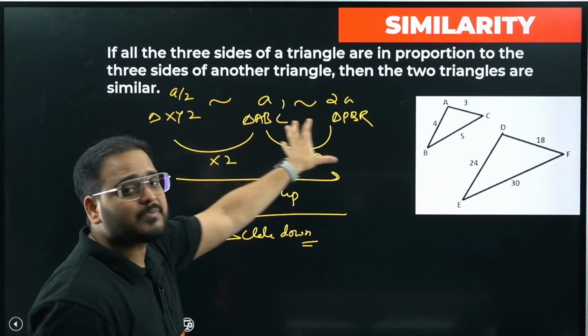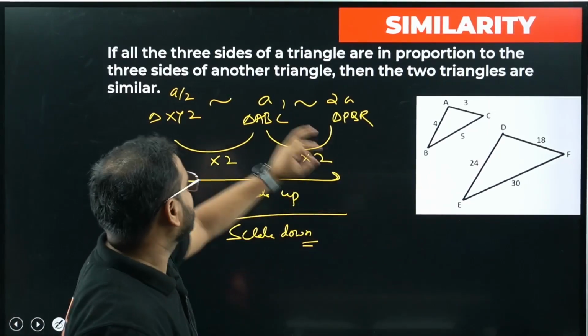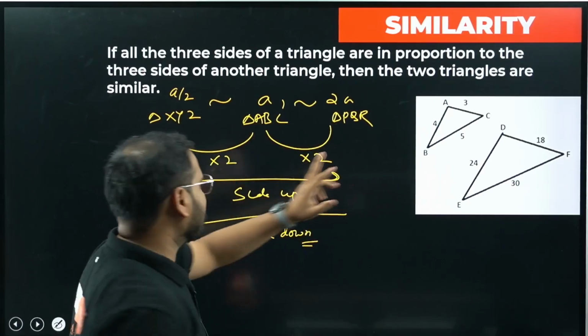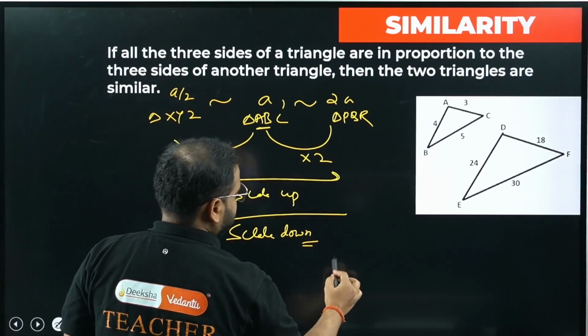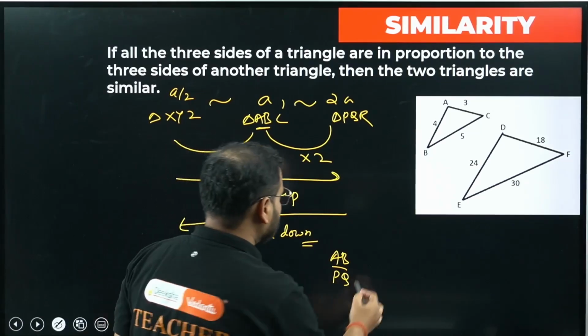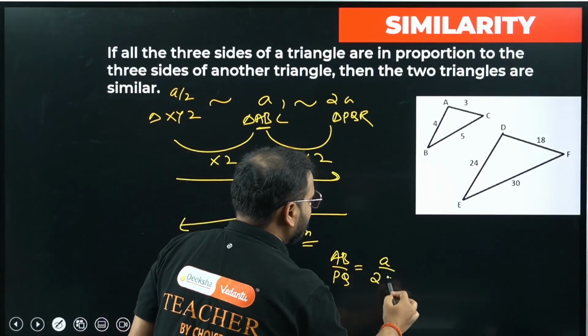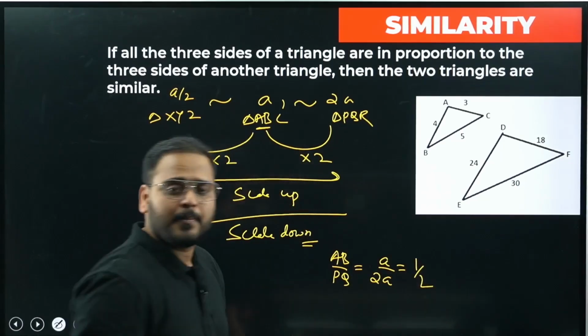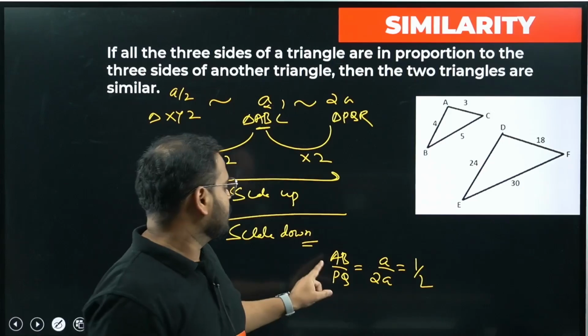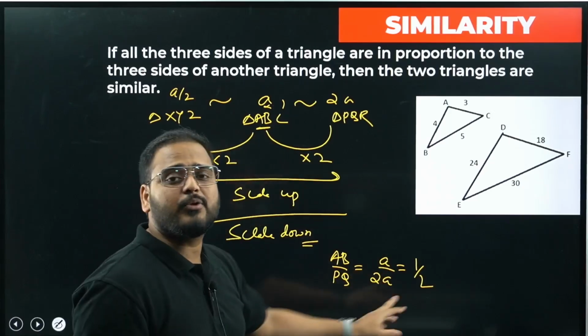From here, can you observe one thing? The sides will always be proportional. So the side AB to PQ, what is that? 1 by 2. How come 1 by 2? This was A, this was 2A. All sides are A in an equilateral triangle. So AB to PQ is A by 2A, which is 1 by 2.